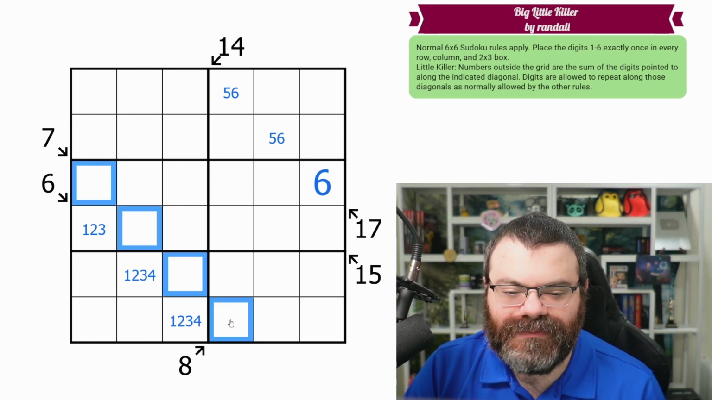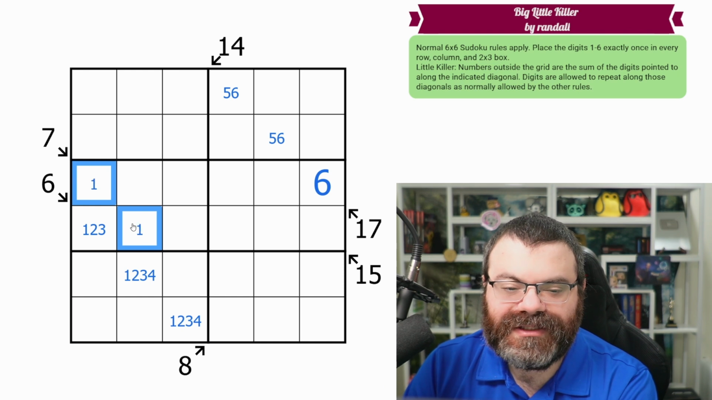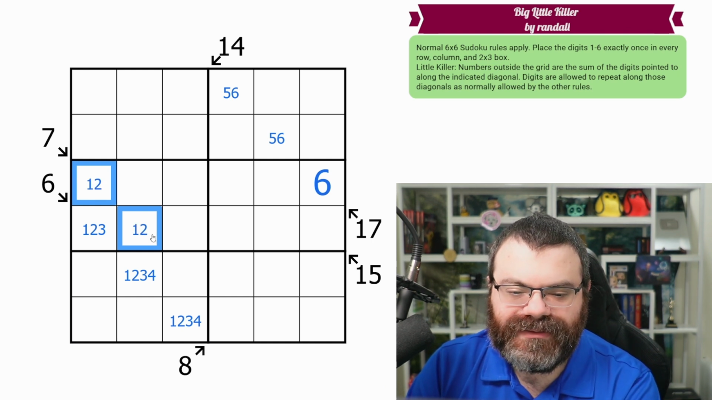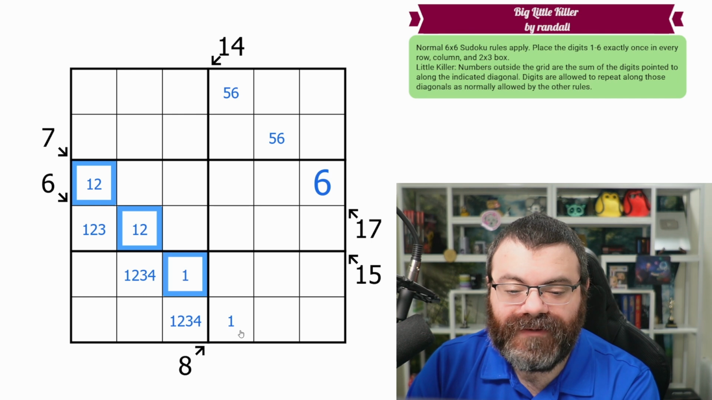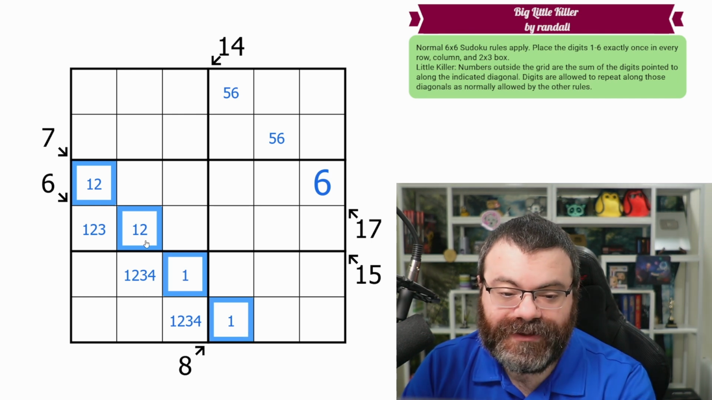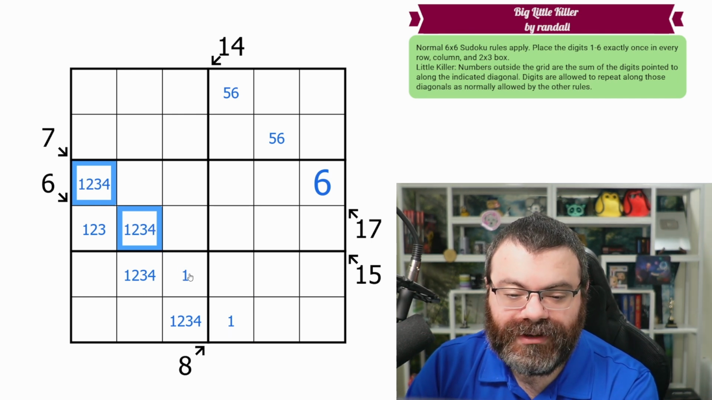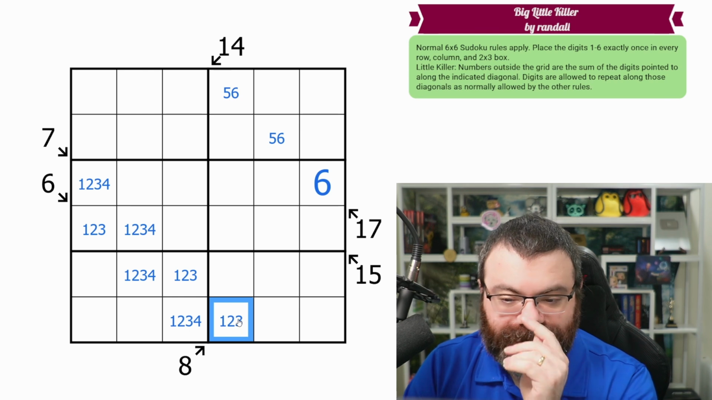Now the 7 might be more limited. We've got to think about it. This could be a 1-2 pair, adding to 3, and this could be a 1, and this could be a 1. So this could be 3, 4, 5. So again, we have 2 degrees of freedom here. So these can go up to 4. These can go up to 3.